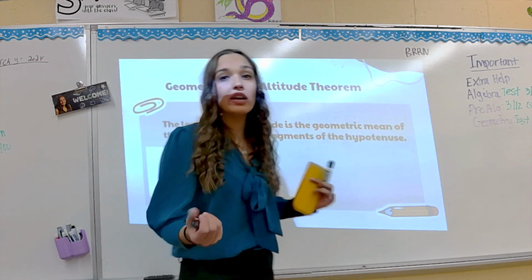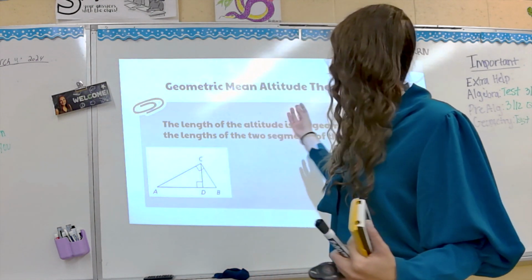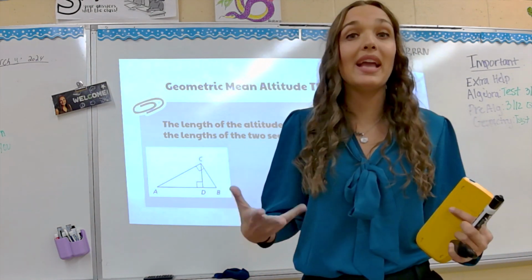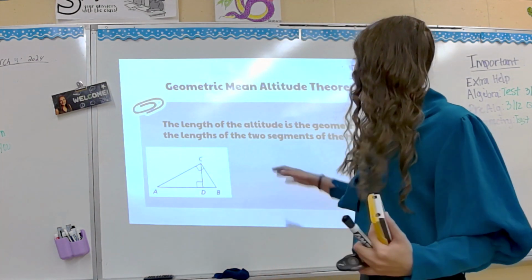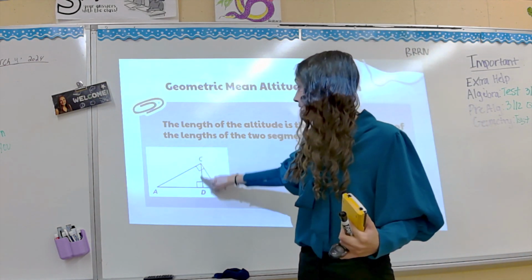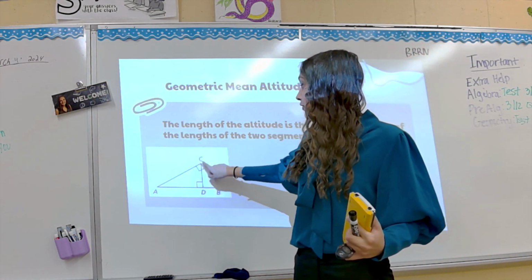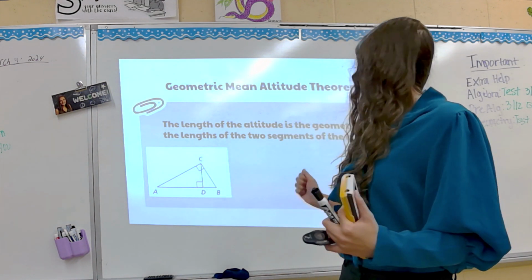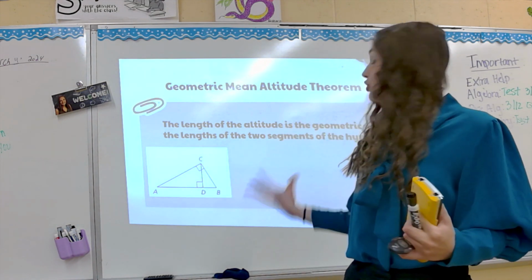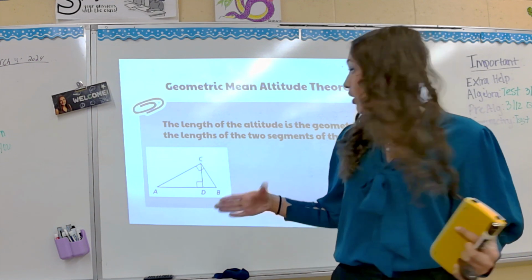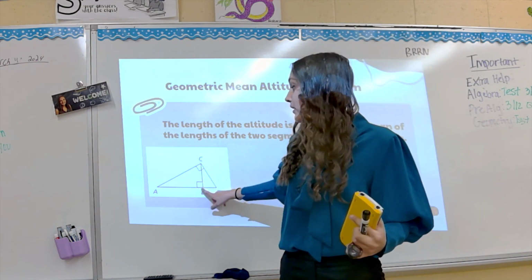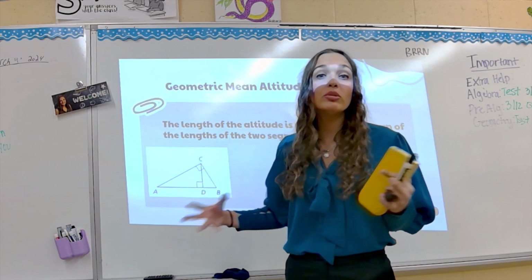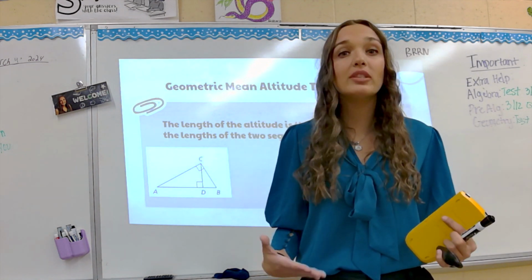One of the important theorems that we have to know is the altitude theorem, the geometric mean altitude theorem. The length of the altitude, which is our CD here, goes from our vertex and creates that right angle, it's perpendicular, is the geometric mean of the lengths of the two segments of the hypotenuse. So our altitude is splitting our hypotenuse into two segments. They're not equal segments, but two segments.